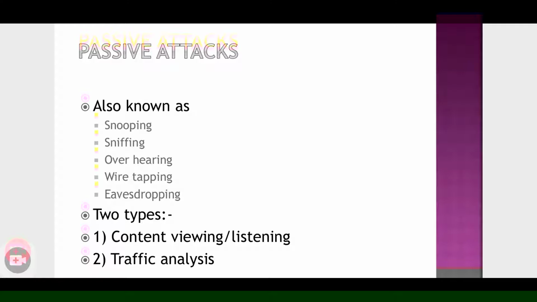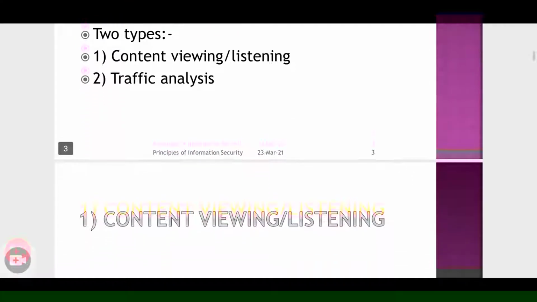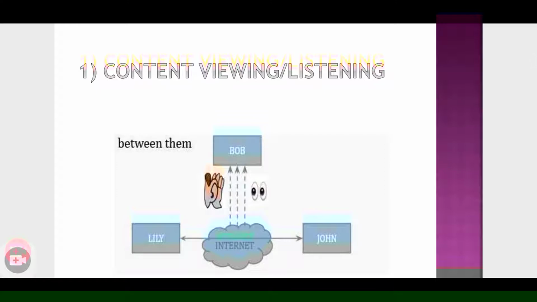There are mainly two types of passive attacks. One is content viewing, or listening to the network and viewing the content. And another one is traffic analysis. So first, content viewing or listening.